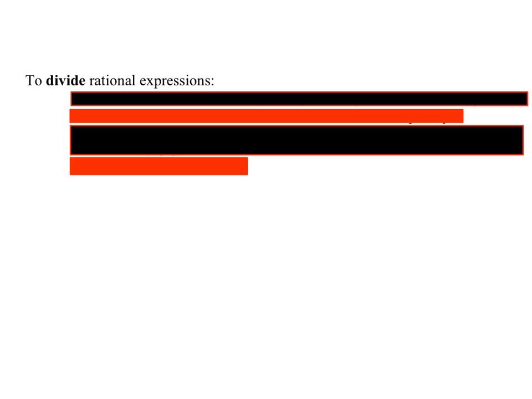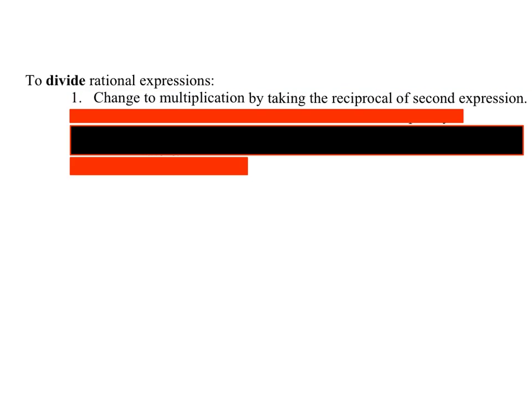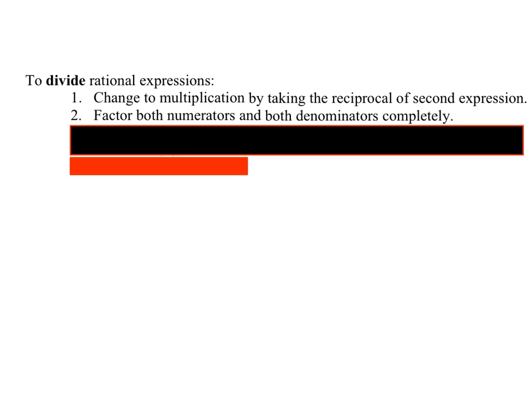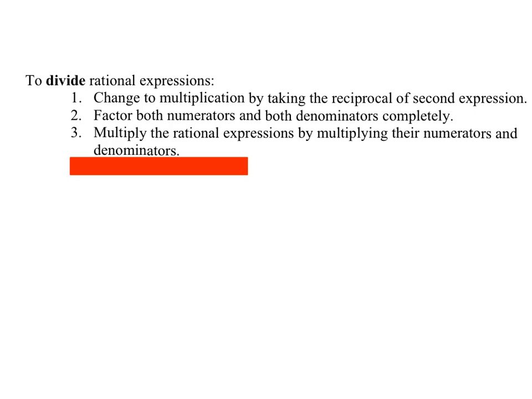Now that we've seen multiplying two rational expressions, now we're going to talk about how we're going to divide two rational expressions. The first thing we want to do is we want to change it to multiplication by taking the reciprocal of the second expression. Now after we take the reciprocal of the second expression, you're going to use the same rules as we did for multiplying. You're going to factor everything completely. After we factor everything completely, you're going to multiply, or again, you don't necessarily have to do this step, or you can go ahead and start canceling common factors.